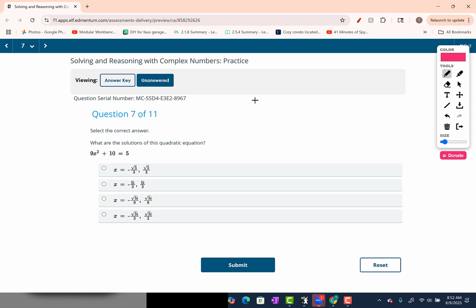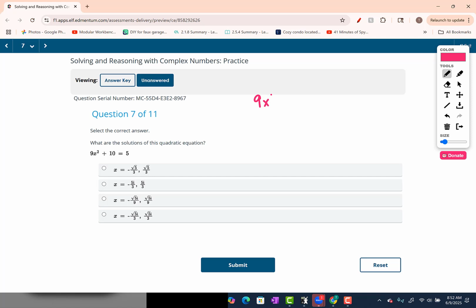Remember, the b term comes from the fact that if it's in standard form, which is ax squared plus bx plus c equals 0, the b term is the coefficient of that x term. And notice we have no regular x term, only an x squared term. So we can solve this using the square root method.